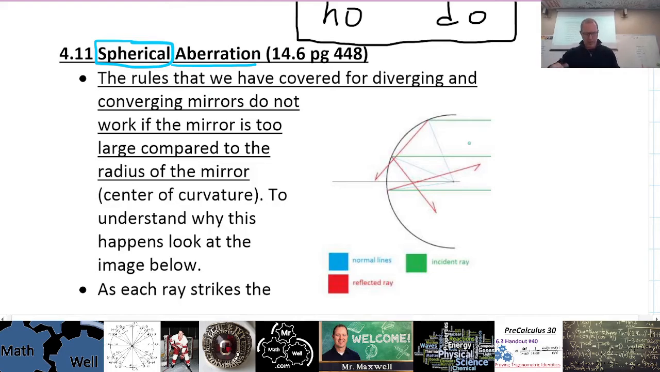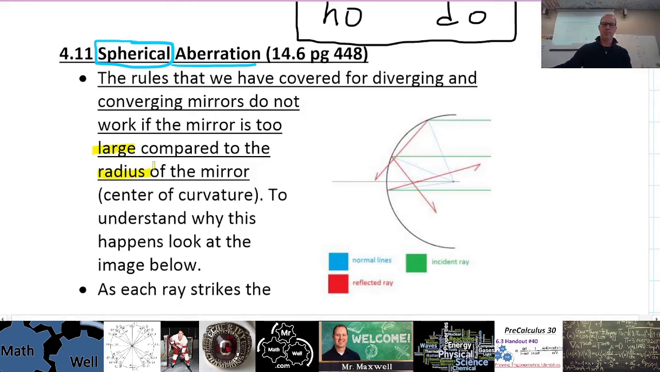All right. Now, what do you have in your notes here? Just give me a second. So you have that diagram. It's maybe a little tough to see, but what about some blanks here? Too large. Yeah, large is a blank. Okay. Compared to the radius of the mirror.